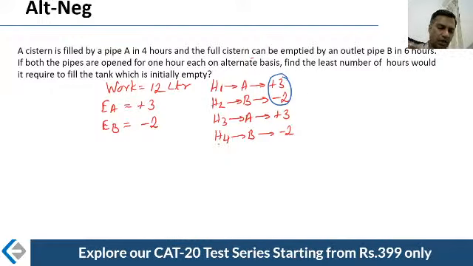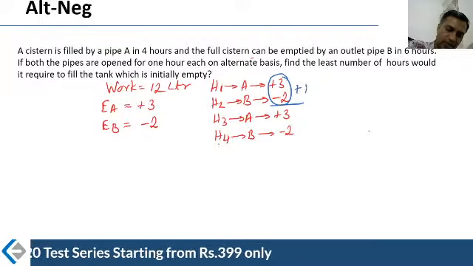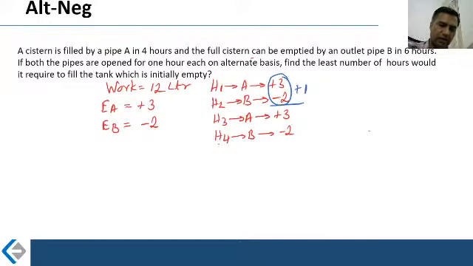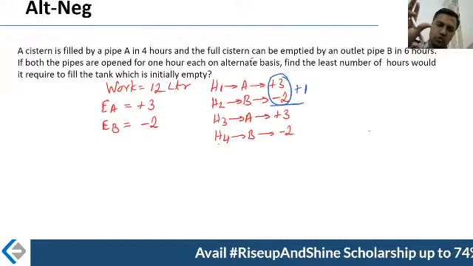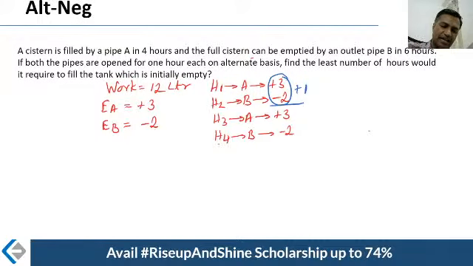What is the net amount of water at the end of 2 hours? 1 liter. So in each cycle 1 liter gets added, because 3 liters are added and 2 liters are removed. Therefore, what is the net result? The net result is 1 liter gets added every 2 hours.